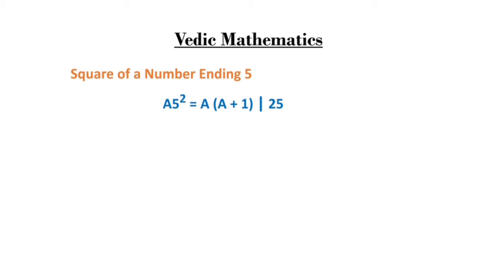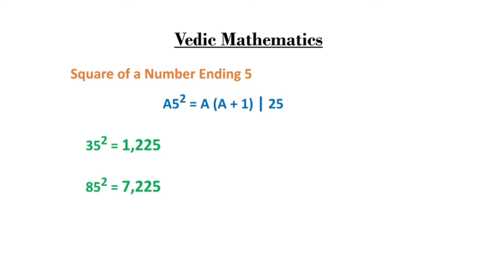Friends, hope you are clear in finding the square of a number ending with 5. Let us try to find the square of some more in mind. Square of 35 will be 3 into 4 and 25 after that. So it is 1225.